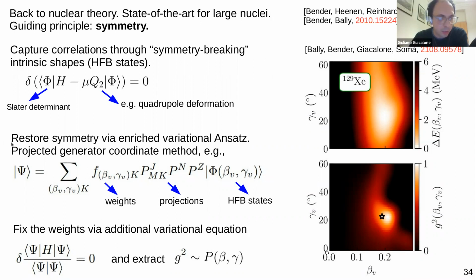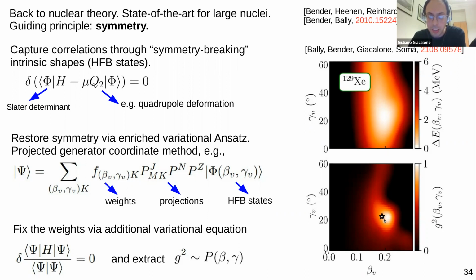And then you can solve again your rational equation to extract the ground state, if you want. But you can also assess a function which tells you what the probability of shapes is, or something close to that, which is what I show here. So they did that for 129 xenon. This is now published in this paper.